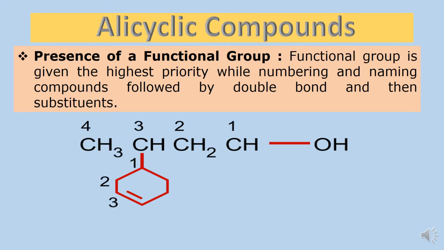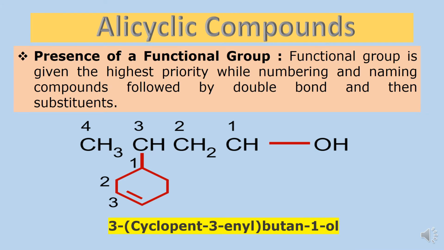When a compound contains a principal functional group in the chain and the ring contains a multiple bond, the name is given in this way. The carbon of the ring which is directly attached to the chain will be given the number 1, and the name will be 3-cyclopent-3-enyl butan-1-ol.